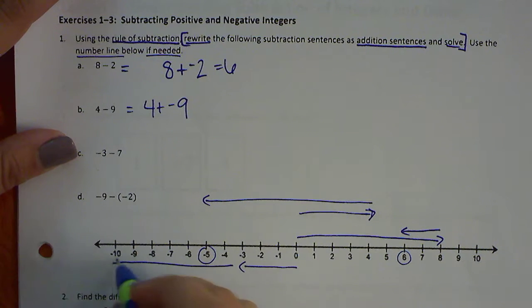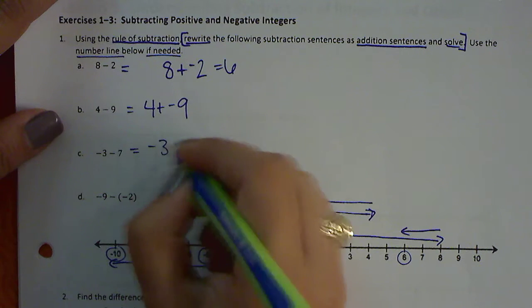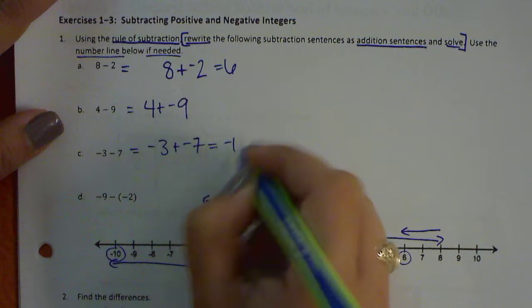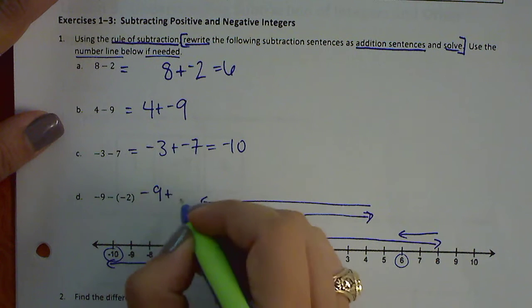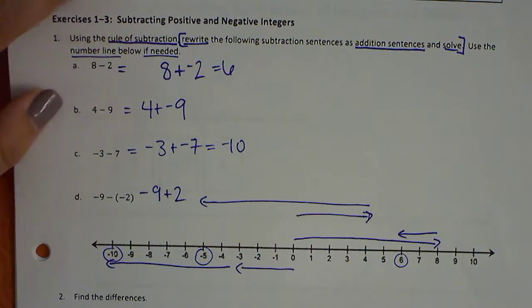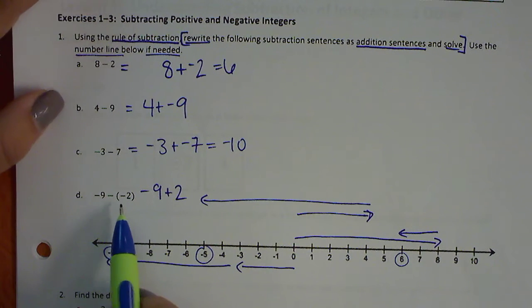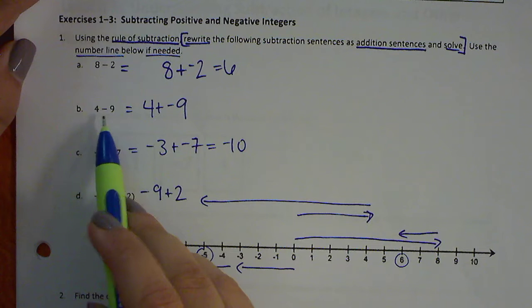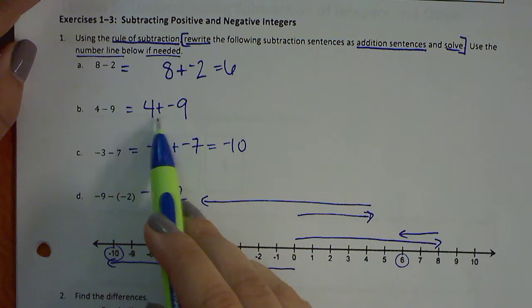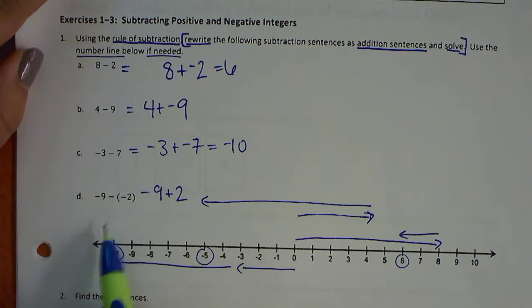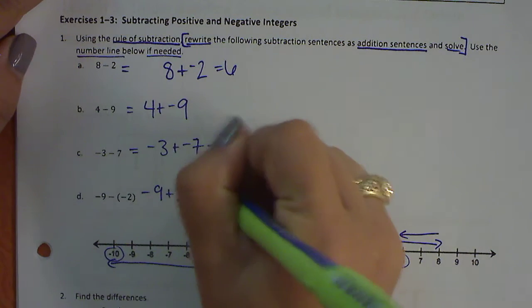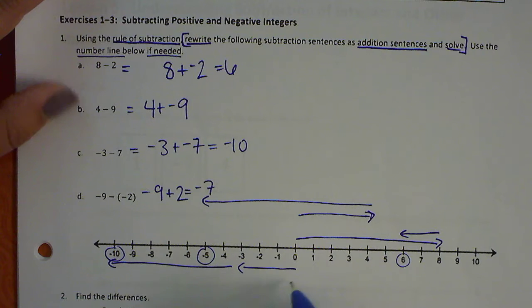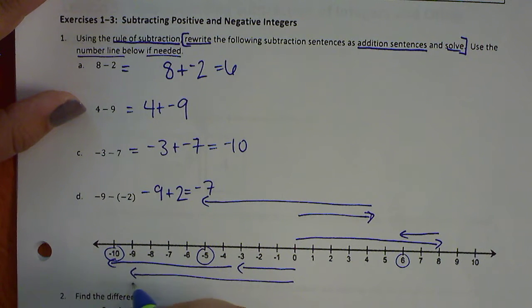minus 7. Negative 3 plus negative 7. Negative 9 plus 2. This one's different. When we subtract a negative, we get a positive. When we subtract a positive, we can change it to adding a negative. But when we subtract a negative, we change it to adding a positive. This makes negative 7. Negative 9 plus 2 makes negative 7.